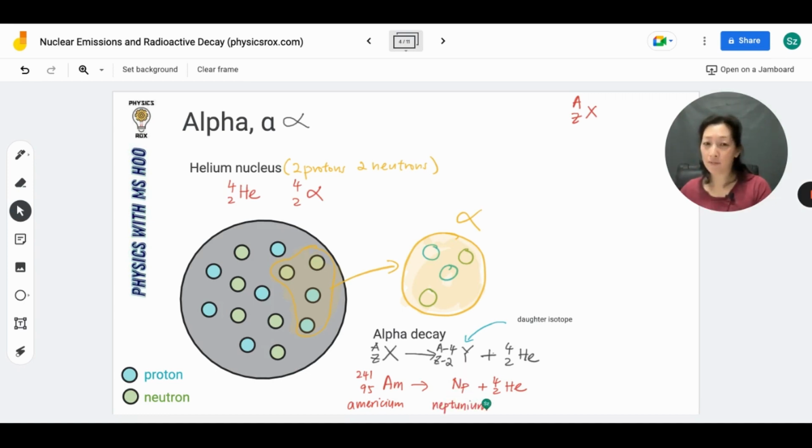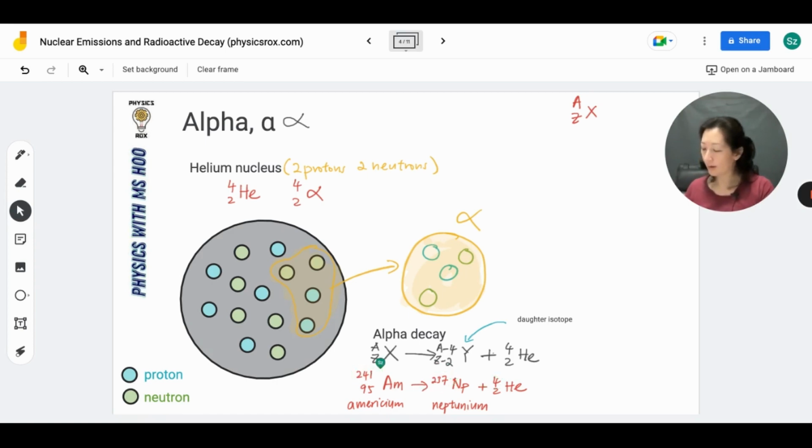In terms of the numbers, here's how you determine it. Based on the numbers, the number before and after the arrow have to be balanced. Americium starts with 241. It's thrown out 4. Use your math skill: 241 minus 4, you will get 237. So you can see the numbers on top must be balanced. 237 plus 4, you get 241.